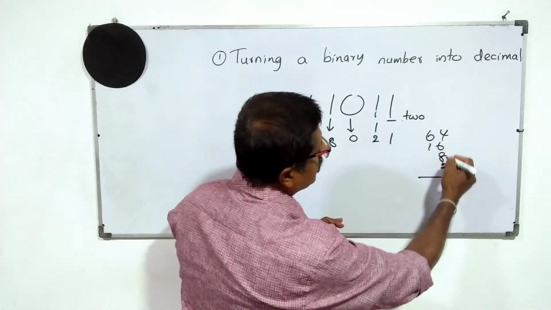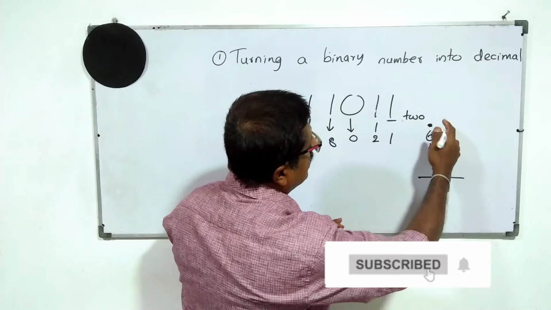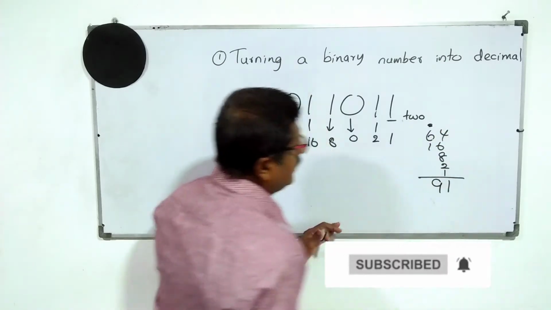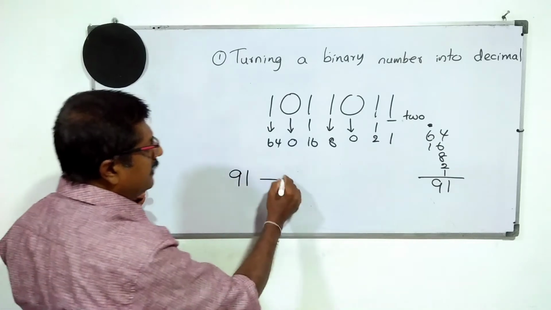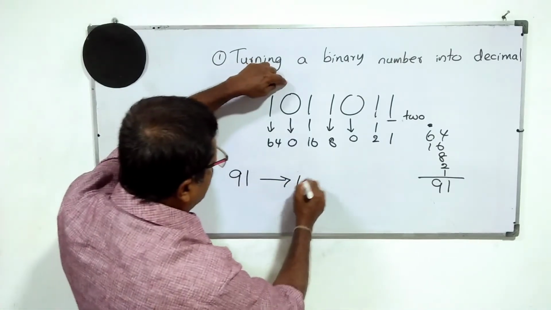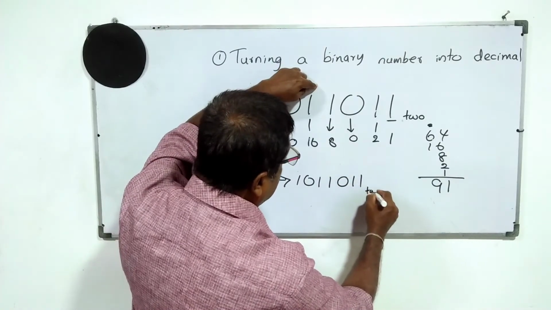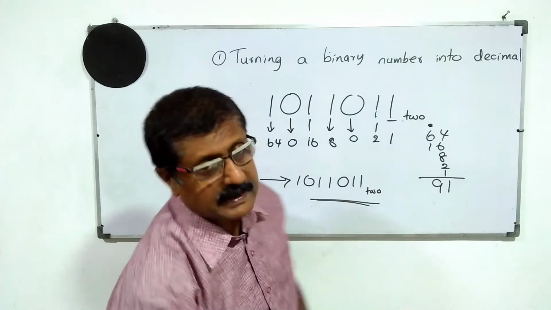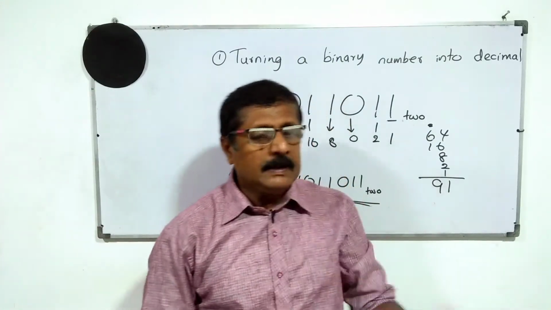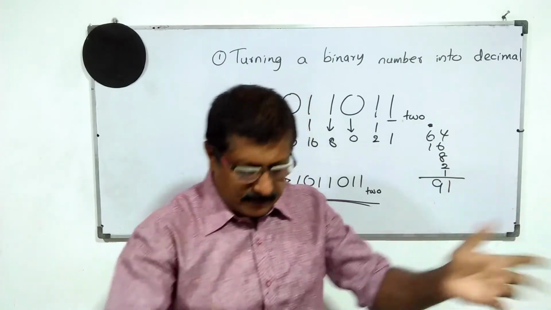Here you are. 1, 2 remaining. Then 8 and 9. Right. Now, this is the decimal number 91. When it is written in binary, that is 1011011, but you have to write 2 in here. This is in decimal, this is in binary. Now let's take another few numbers in binary and convert them into decimal.